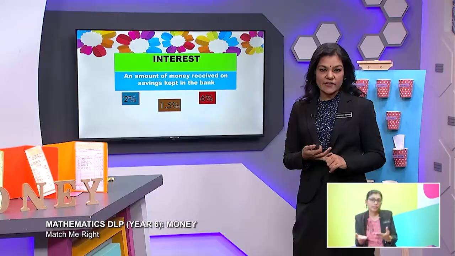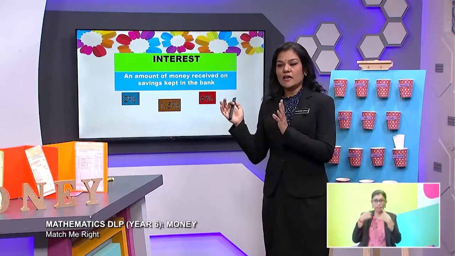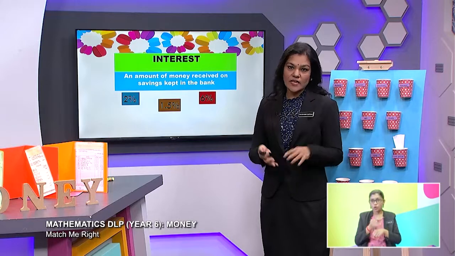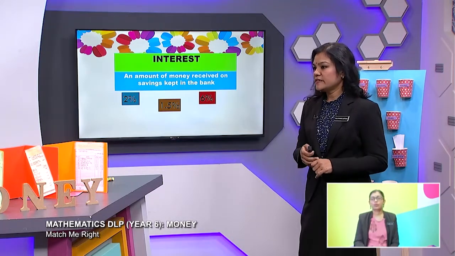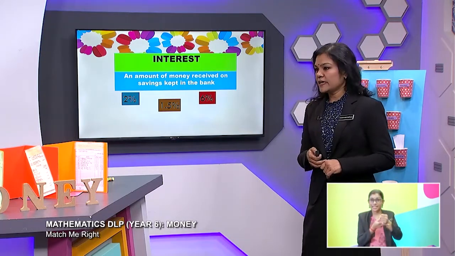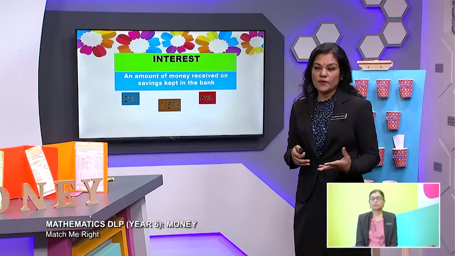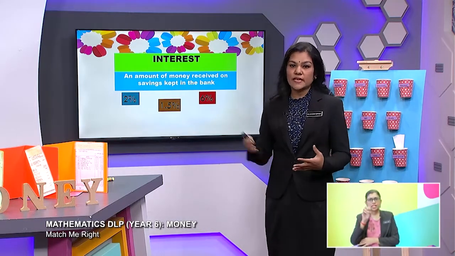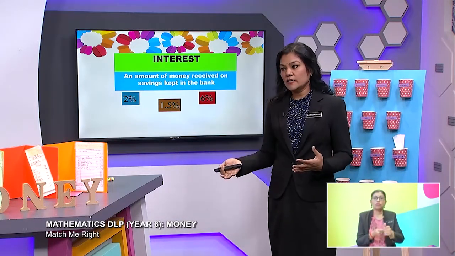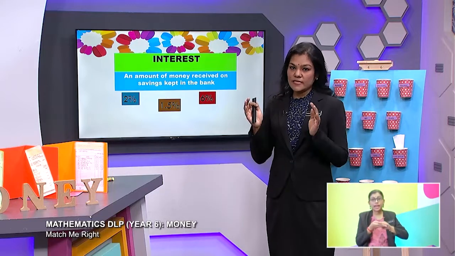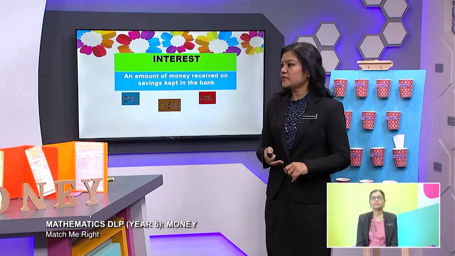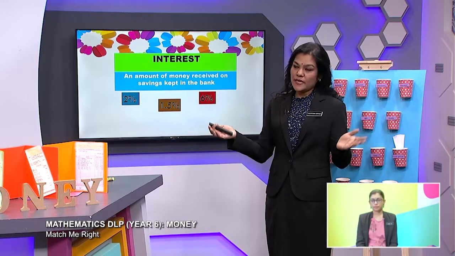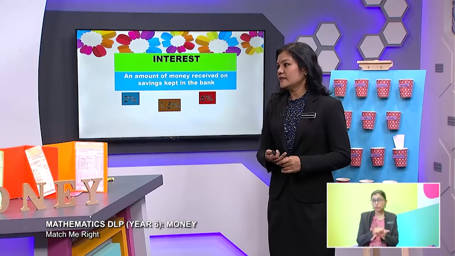Kids out there, you should remember that in year 5 you have learned about saving and investment. Under savings comes the interest. So it is an amount of money received on savings kept in the bank. It could be 2%, 1.5%, 6% or more, could be 10% also. It depends on the capital that you save in the particular bank. If your amount is big, you will get higher interest.